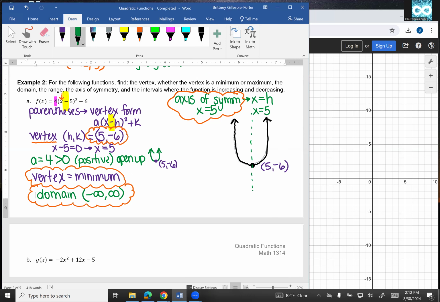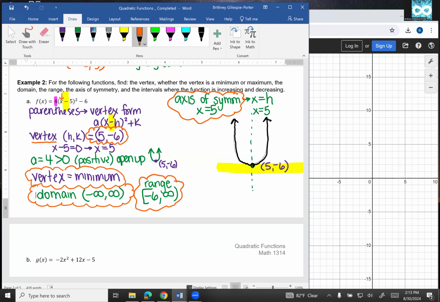Okay, so from here, we can find our range, because remember, our range takes us from our smallest y value to our largest y value. And since we are opening up, this guy right here is the bottom, which means -6 is our smallest. With our range, we can put our bracket around the -6 because we actually hit -6. And then we're going to open up, which means we're going up into the positive infinities, which always gets a parenthesis.